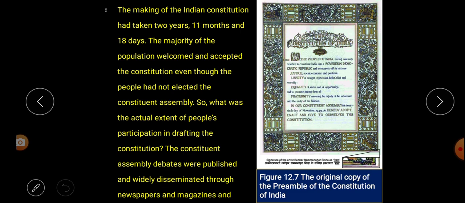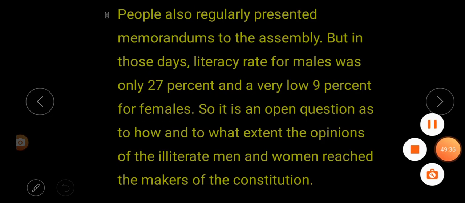So in this paragraph we learn that making the Indian Constitution took 2 years, 11 months and 18 days. Though the representatives were not elected by the people directly, even then the majority of people accepted and welcomed the Constitution. Next, the question was how people actually participated in making the Indian Constitution, and the answer is that the Constituent Assembly published all the debates in newspapers. Thereafter, people read, understood, and gave their opinion and suggestions by writing letters to the Constituent Assembly.